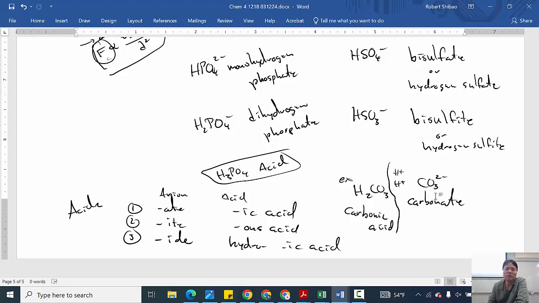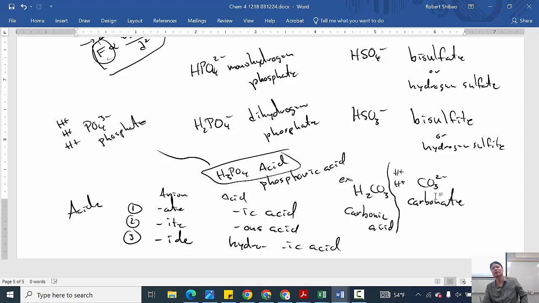If we look at this one, H3PO4, the anion is phosphate. The cation is always the same for acids, H plus, and therefore the acid name will be phosphoric acid. But phosphoric acid hasn't been used historically. Historically, people have called it phosphoric acid. And so that would be phosphoric acid here.